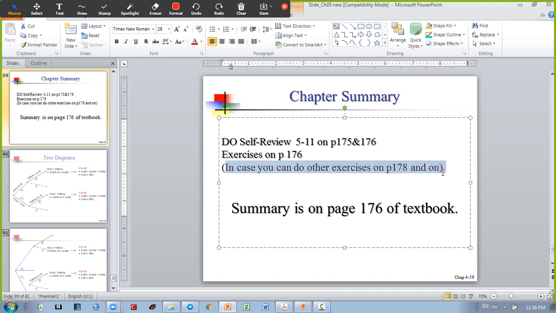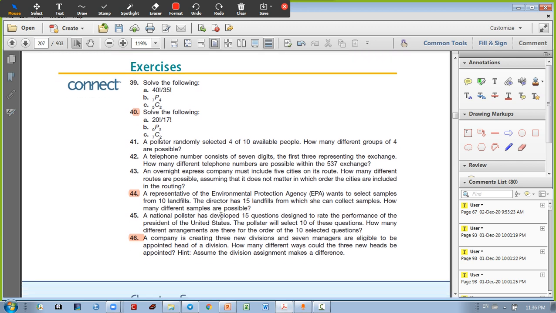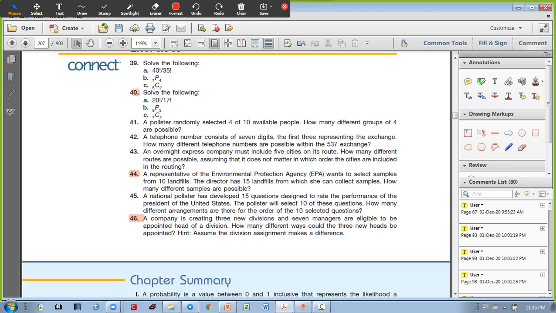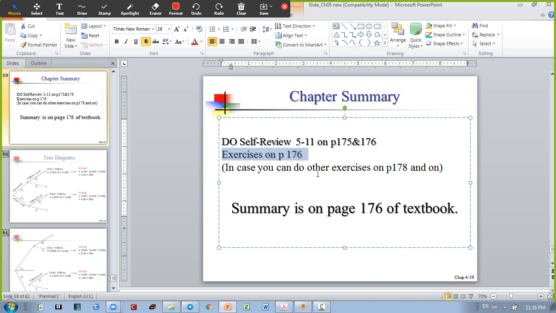In case you want to do more, but this is not homework. In case you want to do more or get more understanding, you can go to the exercises on page 178 and on, and the next page. But your homework is on page 176: 40, 44, and 46. Only 3 more. No 42. But if you want to do 42, it's optional. As I mentioned in the slide, if you want to do more practice on this page and on, it is not homework. Homework is only exercises 40, 44, and 46 on this page. The rest is extra exercise that you can do if you want to understand more.